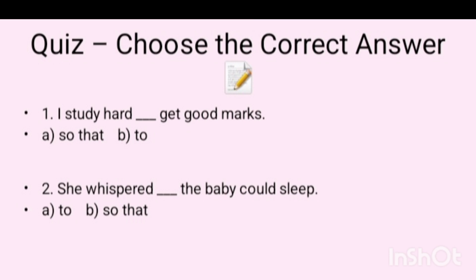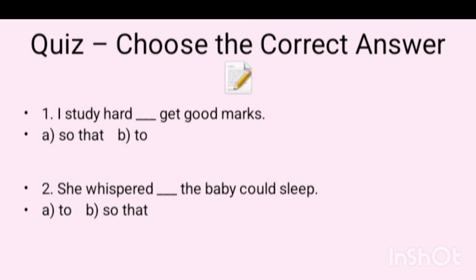Students, now it is your turn to practice. Sentence 1. I study dash to get good marks. Here only a verb comes after the blank. So the correct answer is 2. Sentence 2. She runs fast dash win the race. Again, a verb comes after the blank. The correct answer is 2.